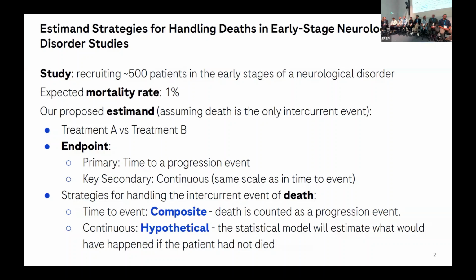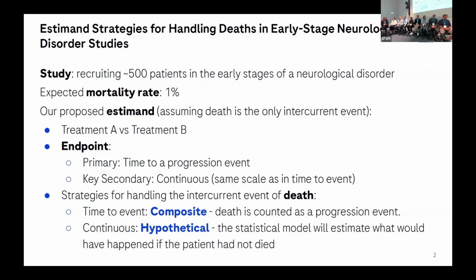So we are recruiting approximately 500 patients in the early stages of this disease, and we expect a mortality rate of 1%. And this is according to literature. So we know that very few patients will die in our trial. For simplicity, for our estimate, we're assuming for this presentation that we have only one intercurrent event. The intercurrent event is death. And we have two treatment arms, the treatment arm A and treatment arm B.